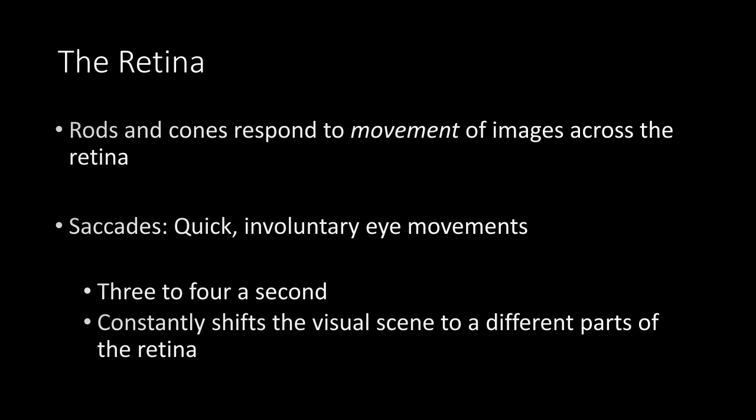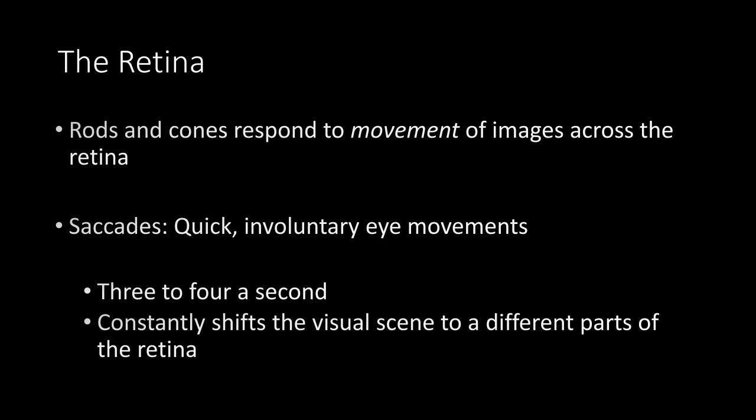So although we do have this point of fixation, the fovea, our eyes are continuously sampling different parts of the visual scene. So this means that all regions of the visual field can get continuously sampled by the rods and the cones. So our photoreceptors in our eyes, our rods and cones, they respond to movement of images across the retina. So if things are static on the retina, the receptors will stop responding. So movement of images across the retina is very important for activating rods and cones.